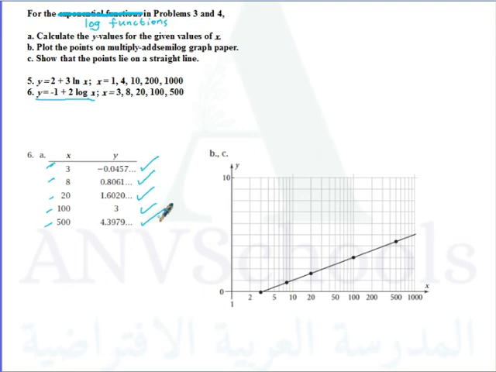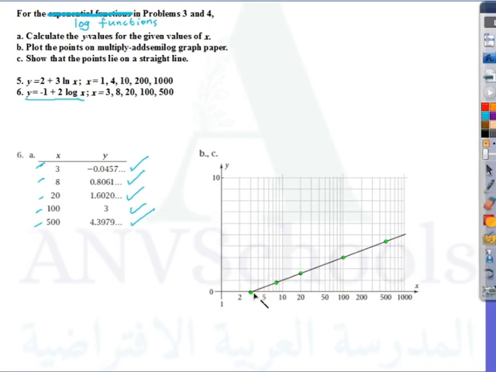Plotting the points, now I will have these points. If my x is 3, then negative 0 point something, so it's below 0. Then my x is 8, 0.8061. X is 20, 1.6020. X is 100, this is 3. And then x is 500, 4.3979. Connecting all of the points together, I will get this. It's pretty much a straight line.